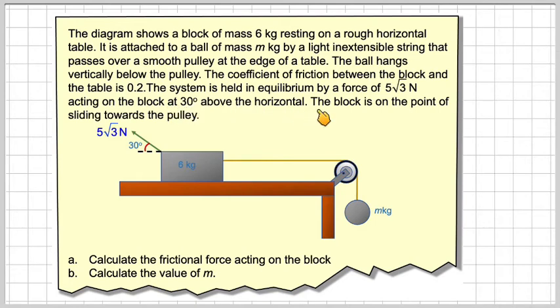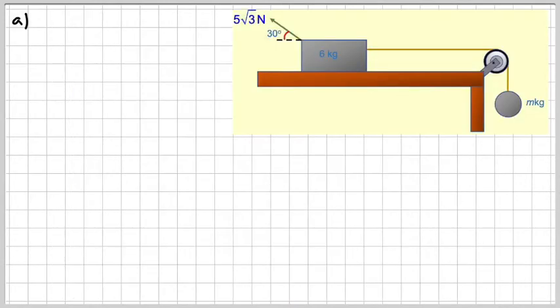The system is held in equilibrium by a force of 5√3 newtons, acting on the block at 30 degrees above the horizontal. The block is on the point of sliding towards the pulley. It says calculate the frictional force on the block and then calculate the value of m. Okay, so like all mechanics problems, you need to draw a force diagram.